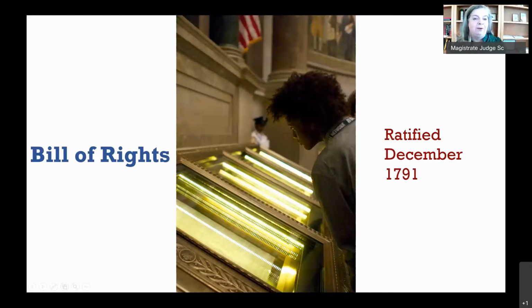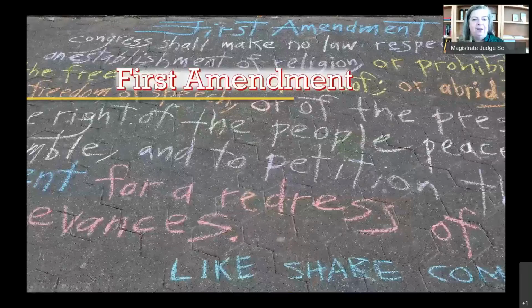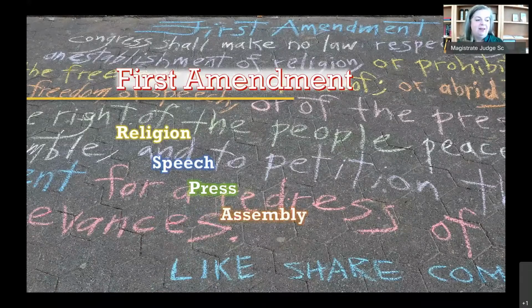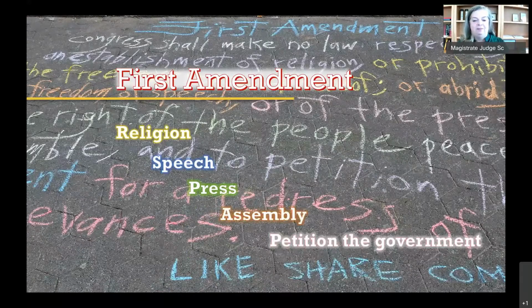I'm going to briefly go over what was included in the Bill of Rights, and later in our presentation, you will learn in some detail some of those amendments. The one you might know the best is the First Amendment. It protects rights of religion, speech, press, assembly, and petitioning the government.